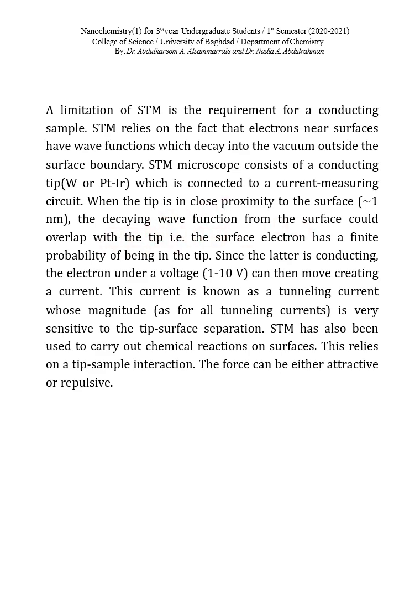The decaying wave function from the surface could overlap with the tip, i.e. the surface electrons have a finite probability of being in the tip. So electrons from the surface can move to the tip. Since the latter is conducting, the electrons under a voltage of 1 to 10 V can then move, creating a current. Since the tip is also conducting, this current is generated, and this is the phenomenon of tunneling.